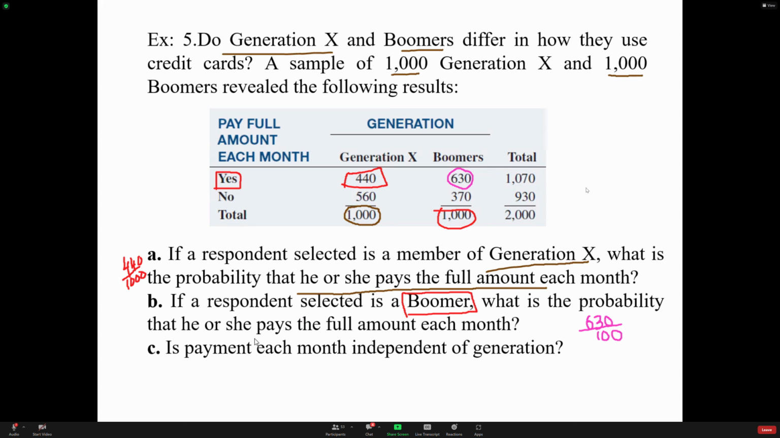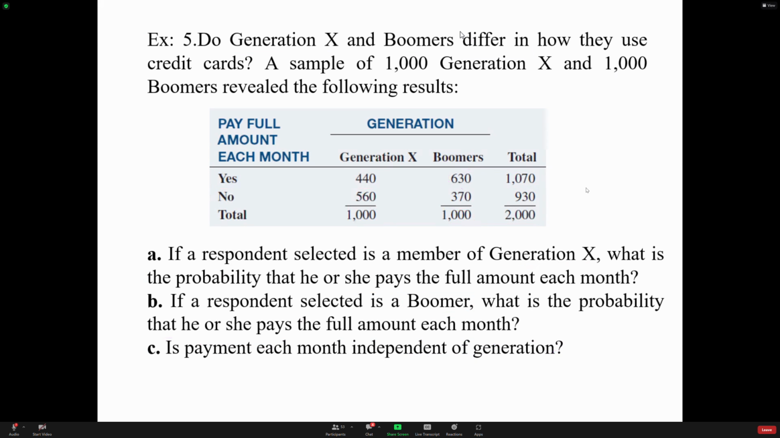All right. So that is for part B. Next, part C. Is paying each month independent of the generation? You have to link generation and paying the full payment. Is the probability of one dependent on the probability of the other? Okay, for part C, if it is clear, then I stop.